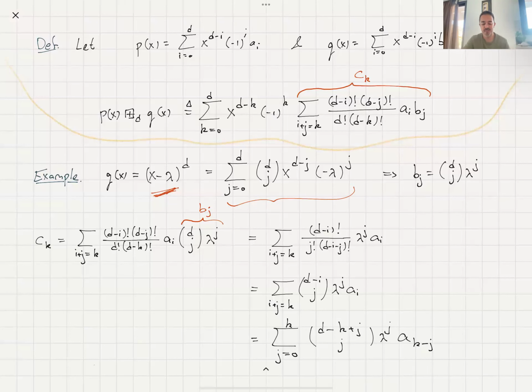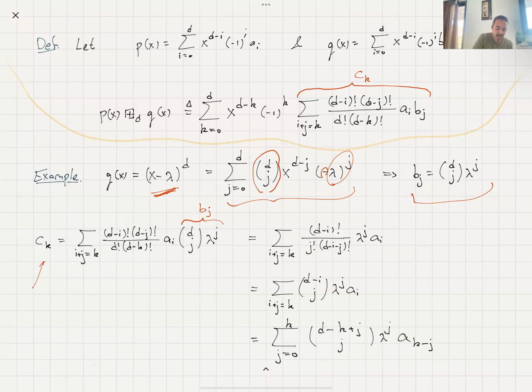Here you have this choice between who's going to have the d minus j power and who's going to have the j power. Here I chose the x to the d minus j because I want it to be similar to the way we express polynomials here. And then you have minus lambda to the j. This means that, with our notation, bj is exactly d choose j. Then you skip the minus and only take the lambda to the j, because the minus is built into the way we represent polynomials today. So this is bj.